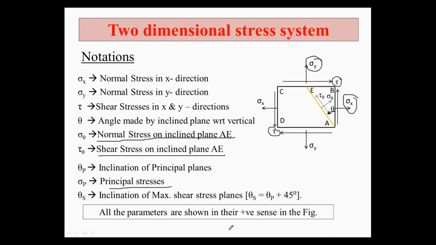All the parameters are shown in their positive sense in the figure. So here we have shown them in the positive sense, positive direction. I hope you have taken down the notations and the diagram. So sigma x, sigma y, tau.